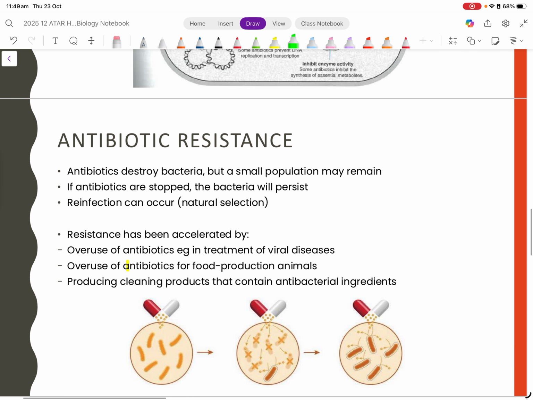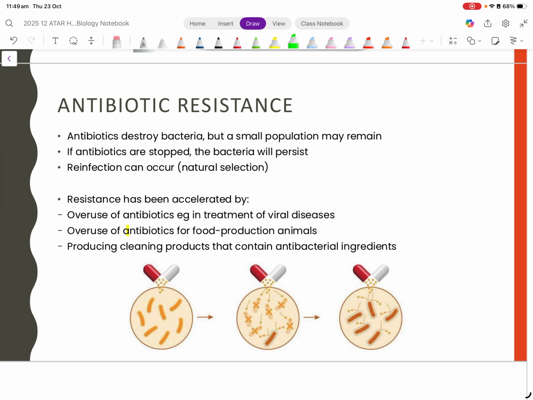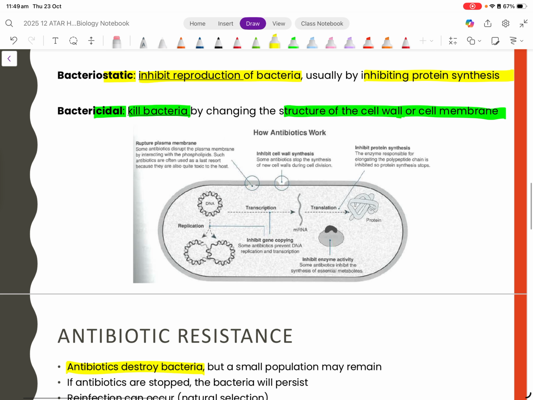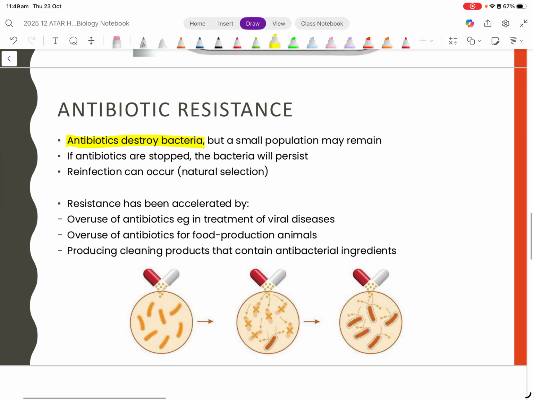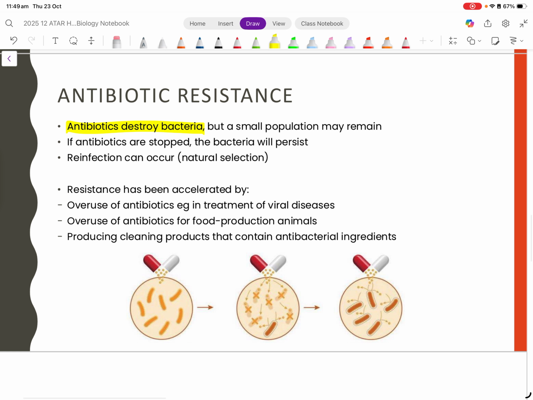Something that's a little concerning in the world today is this notion of antibiotic resistance. So with antibiotic resistance, what we're talking about is, generally speaking, antibiotics will destroy bacteria, okay? Either bacteriostatic or bactericidal, either way, it's going to lead to the death of that bacteria. And what happens is antibiotics are used, however, a very small population of that bacteria may remain.